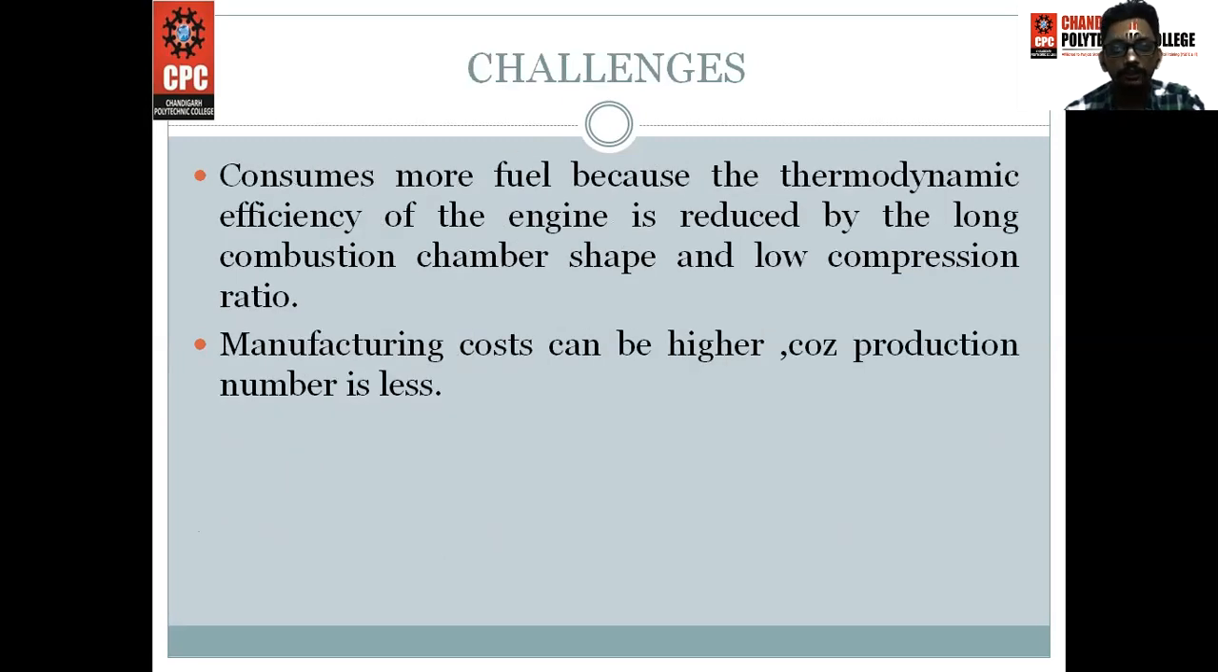Challenges. Some challenges faced in the Wankel engine. It consumes more fuel, because the thermodynamic efficiency of the engine is reduced by the long combustion chamber shape and low compression ratio. Manufacturing cost can be higher because the production number is less, right?